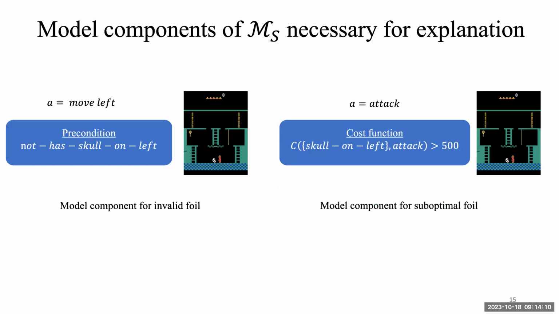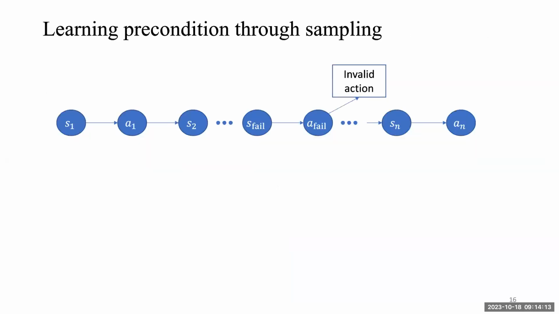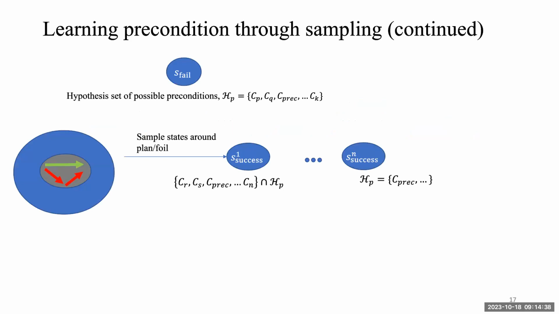So in this proposal, basically, we do sampling in the environment to learn these kinds of model components. And I'm going to go over how we learn the precondition, but how we learn the cost function is detailed in the document itself. So how to learn the precondition? For this, we have this foil that the user suggested. And obviously, this has an invalid action that was taken in this state S that failed. So what we do is, we basically see all the concepts that are missing from this state because one of these is the missing precondition. So this is our hypothesis set for the possible preconditions.